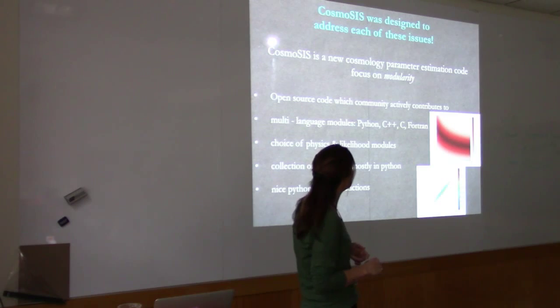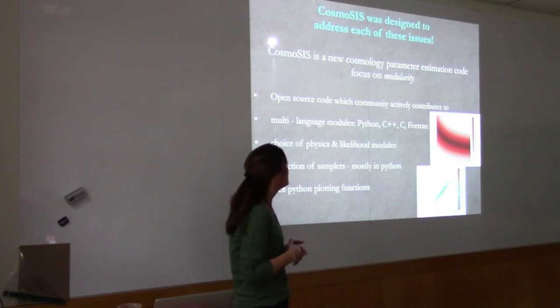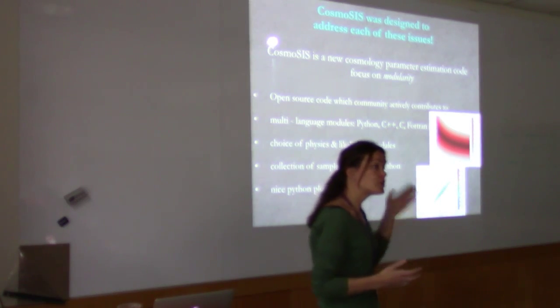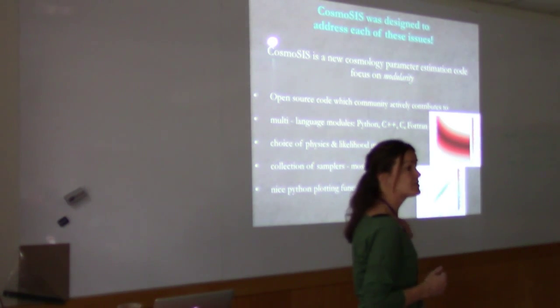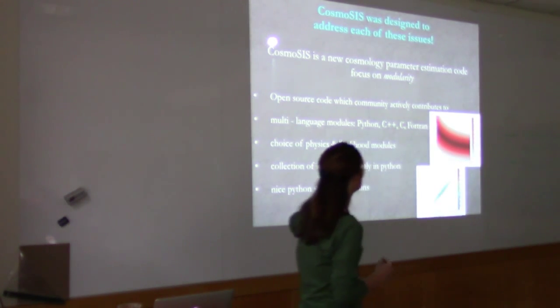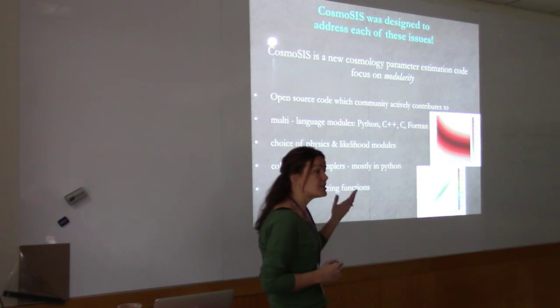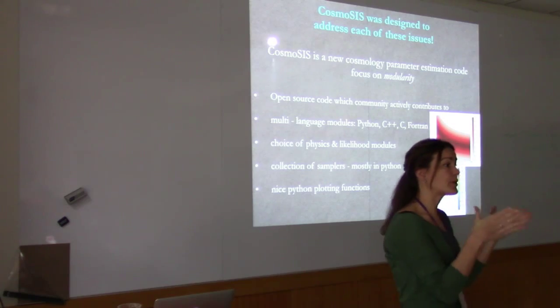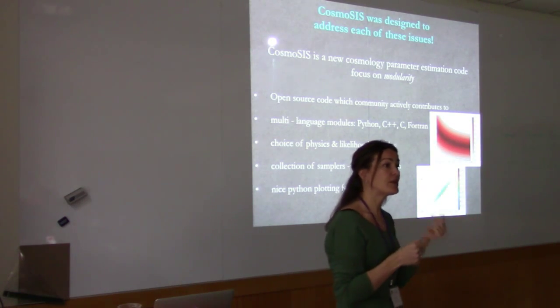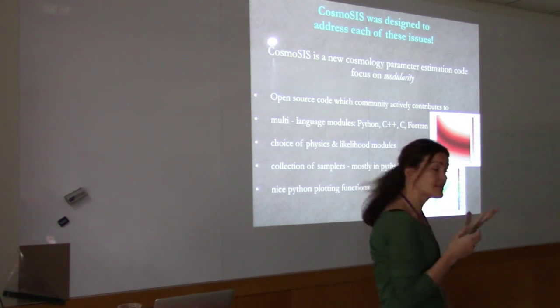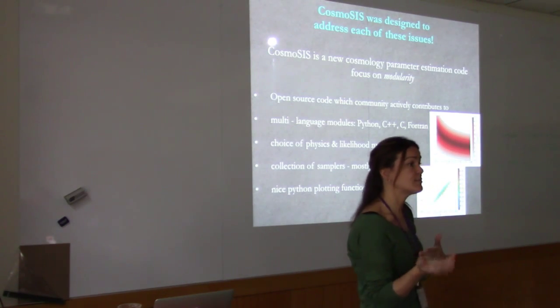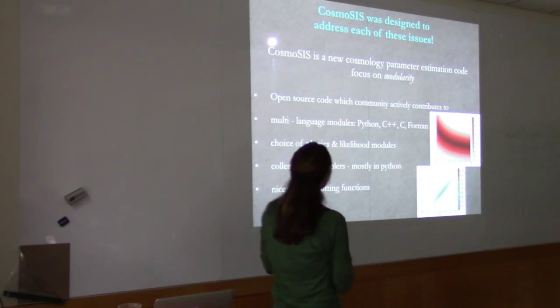So CosmoSIS was designed to address each of these issues. So what is CosmoSIS? It's a new cosmological parameter estimation code which basically tries to answer each of those problems that I listed on the previous slide. The difference with this code is the focus on modularity. So breaking up parts of the code into what we're calling different modules, right? So you can have a separate module, which is just a snippet of code, which might either do a likelihood calculation or just a simple physics calculation.